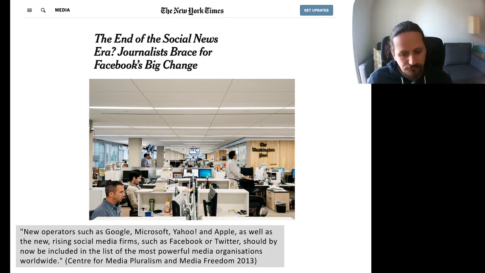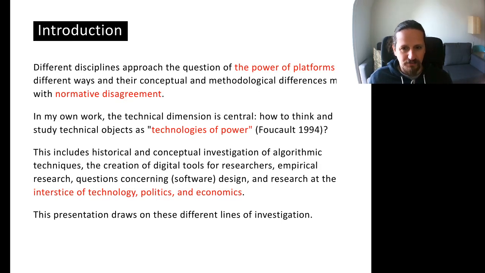So from these two examples, you can already see that there is some form of complexification, right? There are new things happening that are really not so clear. And on the other side, there's really this, I wouldn't necessarily call it an accusation, but this analysis that platforms have a lot of power, right? And a lot of different disciplines in academia have tried to thematize this power, to understand it, to analyze it. And there have been a lot of different methodologies, but also normative disagreements.